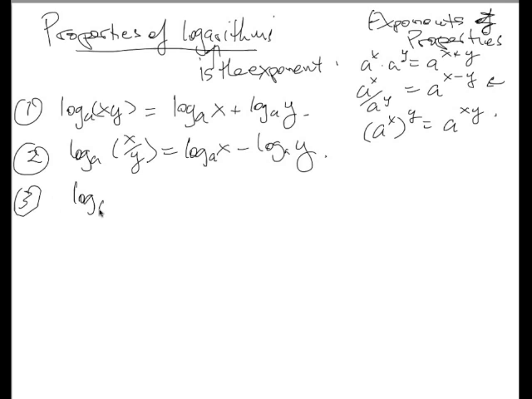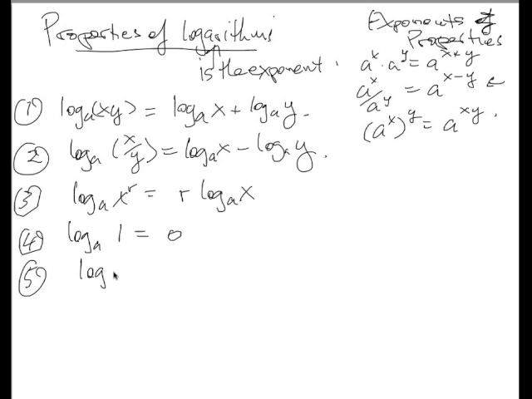If I take the log in base a of x to some power r, then of course we do the product here, so this is r times the log in base a of x. Okay, so that's it. We know, number 4, that the log in base a of 1 is always 0. And we know that the log in base a of a, which is a to the 1, has exponent 1, so it is 1. Okay, so these are the properties that we're going to now use.